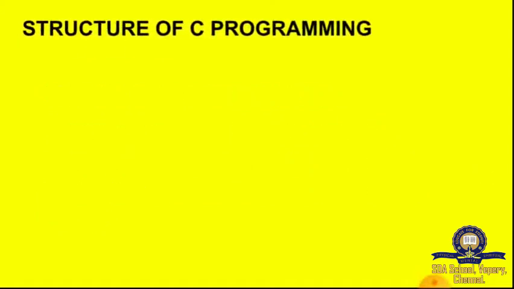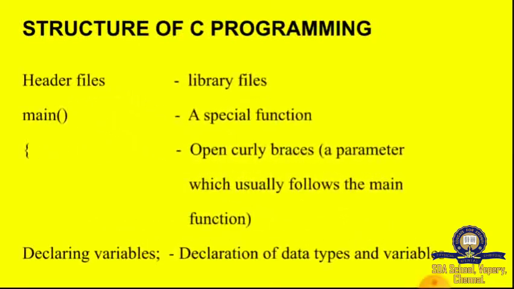Let's learn the structure of C programming. It has header files, main function, open curly braces, declaring variables and statements. Header files are used as library files. Main function is a special function. Open curly braces is a parameter which usually follows the main function. Declaring variables is a declaration of data types and variables.